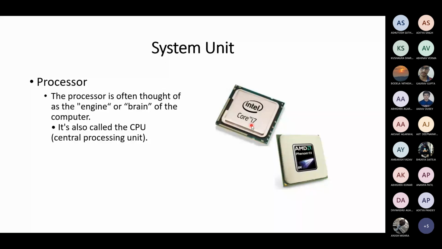What is i3, what is i5, what is i7, and the recent processor i9 that also came into the market? We'll try to see the differences among them in the subsequent classes. But the processor is where each and every instruction is executed, and it is the engine or brain of the computer. If the processor is not working, then you will never be able to execute any instructions.